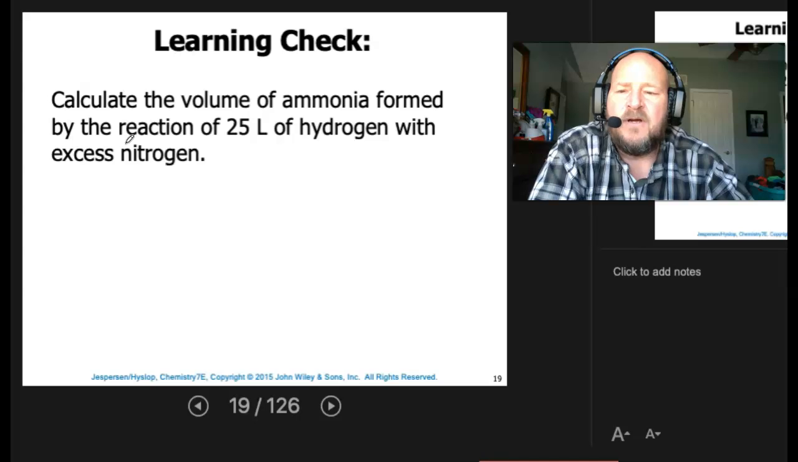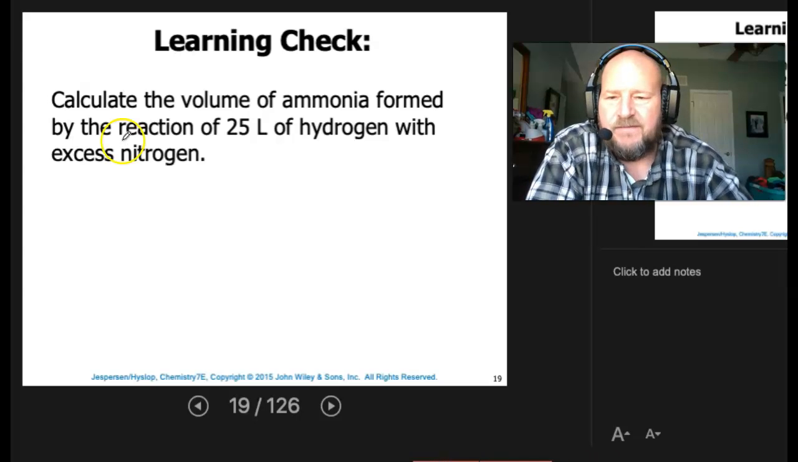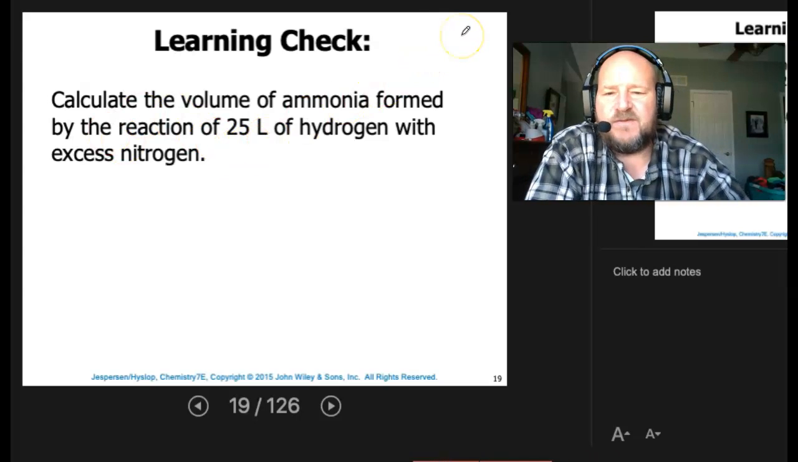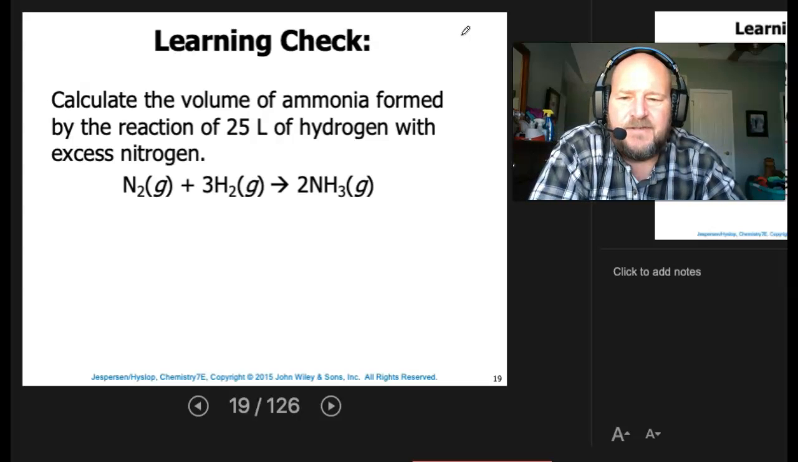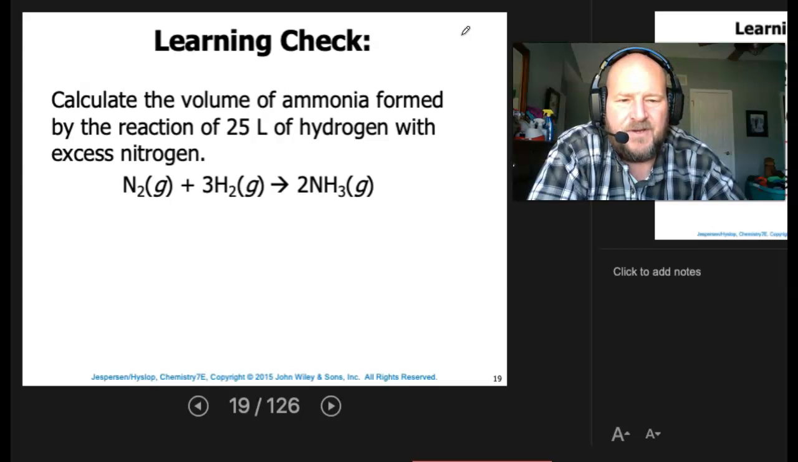Calculate the volume of ammonia formed by the reaction of 25 liters of hydrogen with excess nitrogen. We're making ammonia. So we have N2 plus 3H2 produces 2NH3. We've got 25 liters of hydrogen. We have as much nitrogen as we need. How much ammonia will we make?